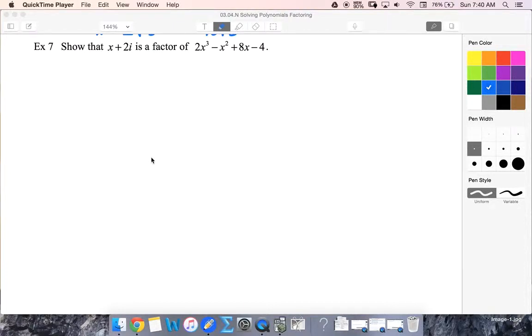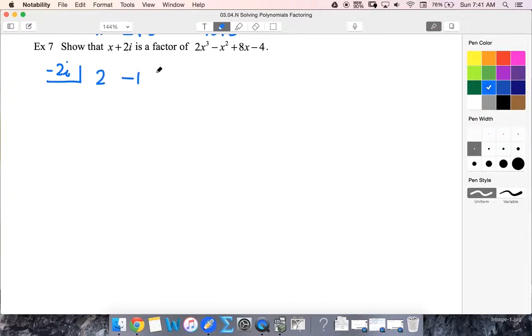All right, Ms. Slyman here with our last example for this set of notes, 03.04. We're trying to show that x plus 2i is a factor. Well, remember, if it's a factor, that means it divides with a remainder of 0. I can use 2i inside my synthetic division, so I'm going to have negative 2i, because it's always the opposite. So one of my solutions here would be minus 2i.